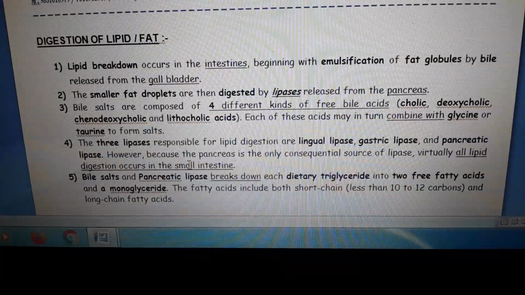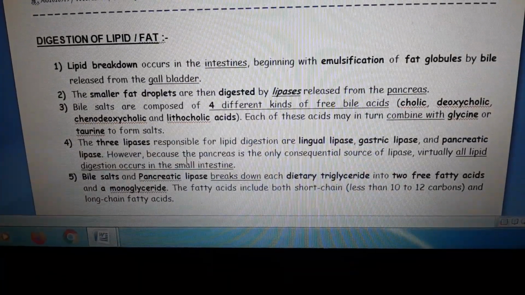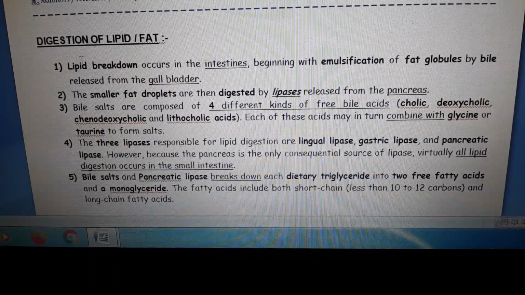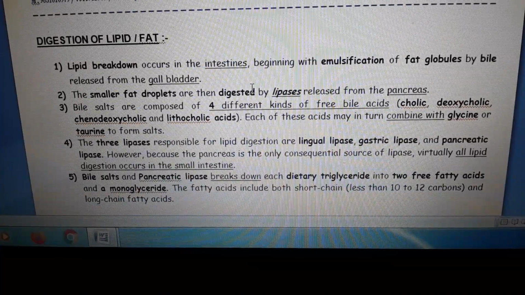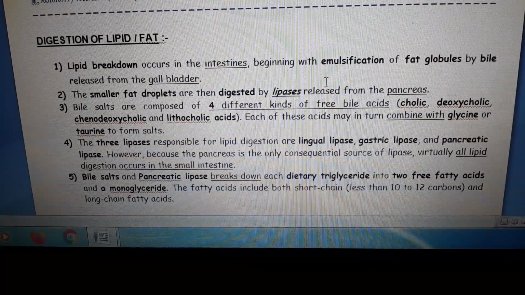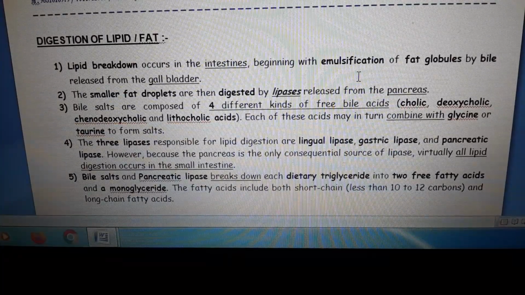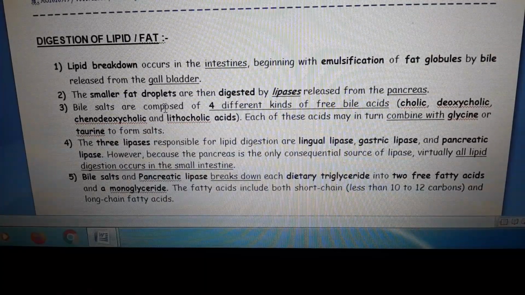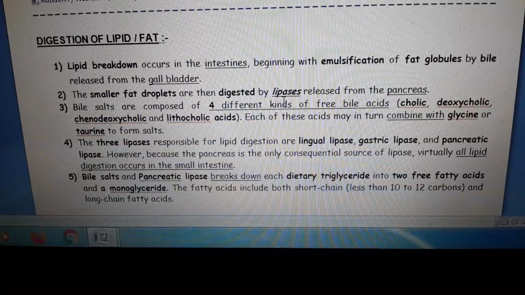Now, not lastly, but the part before the last part, that is the digestion of lipid and fat. The lipid breakdown occurs in the intestine. It begins with the emulsification of the fat globules by bile, which is released from the gallbladder. The smaller fat droplets are again digested by the lipase, and this lipase is released from the pancreas.